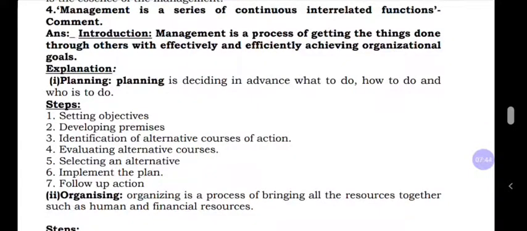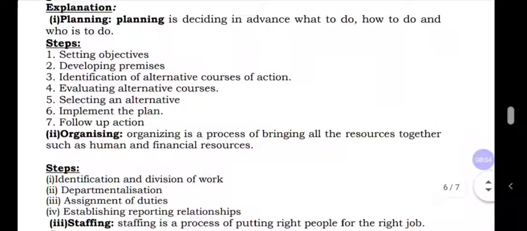Comment. Continuous or interrelated function means we are talking about the 5 functions of management. When you want to answer this question, before that you should write the introduction. That is, the introduction is the meaning of management. You can write it. Next we have the explanation.